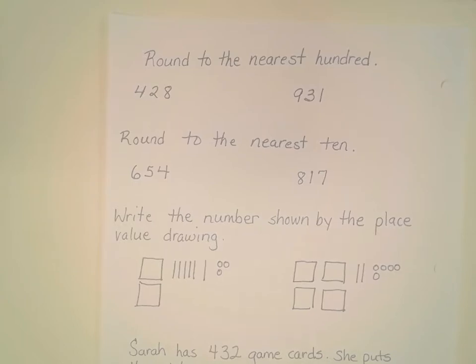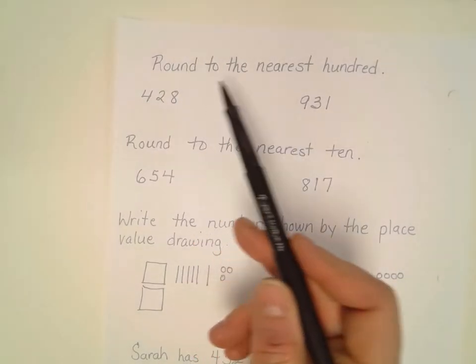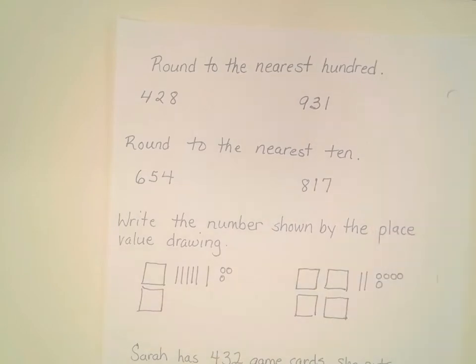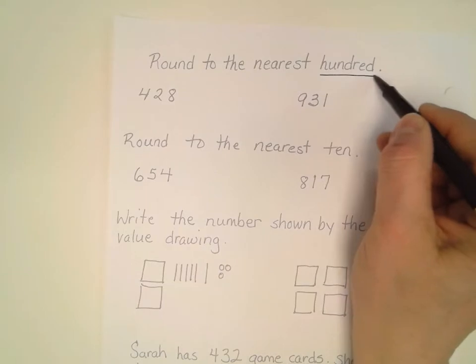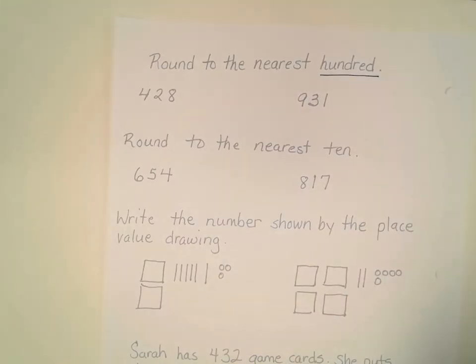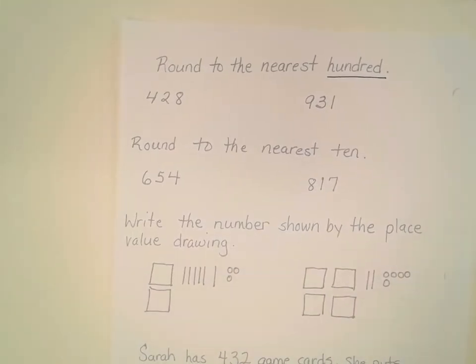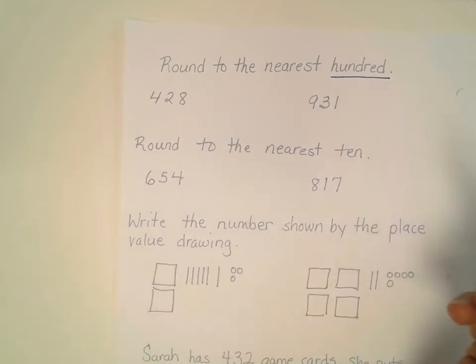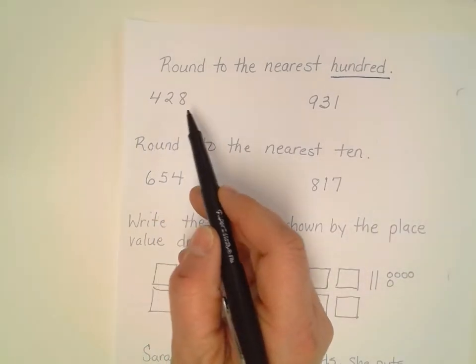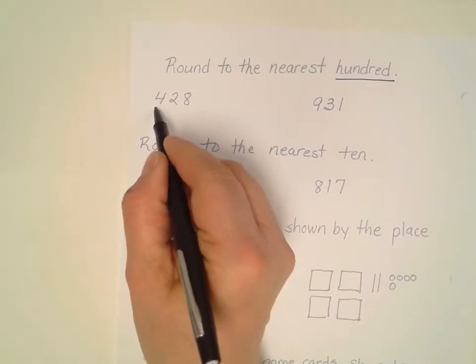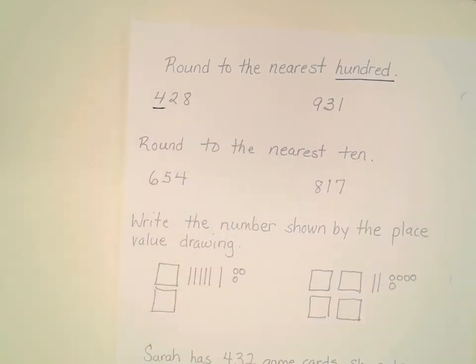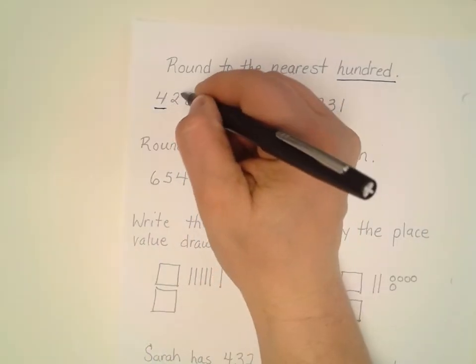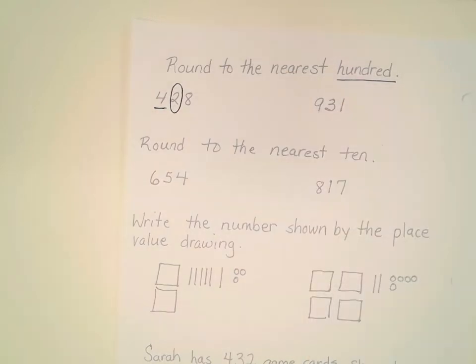All right, so we're going to start with rounding to the nearest 100. Make sure that you know exactly what you're rounding to, the 100, because that's what you're going to underline when you're doing your rounding. So round to the nearest 100. The number is 428. We're going to underline the 4 because that's our hundreds place, and we're going to circle our 2. We don't need to worry about that 8 for right now.